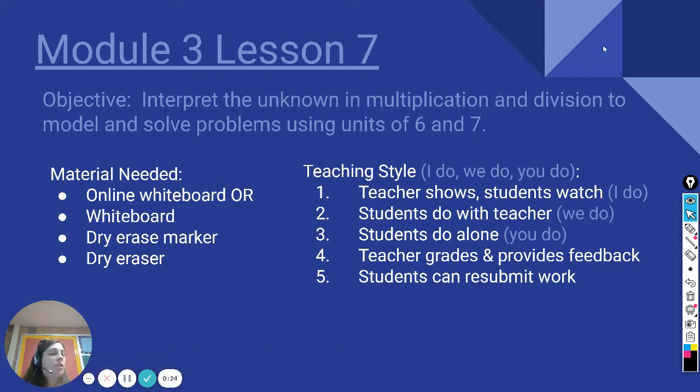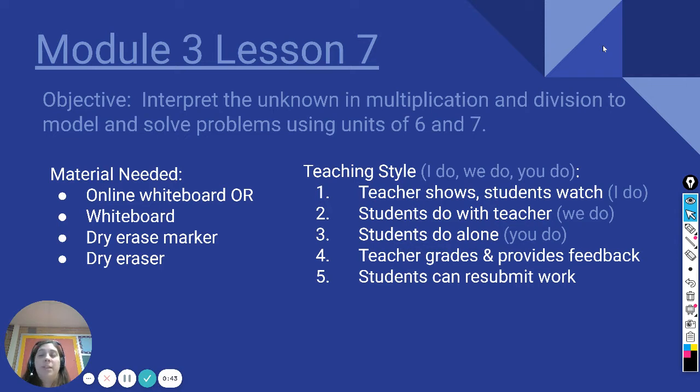Today we're going to be doing Module 3, Lesson 7. The objective is to interpret the unknown in multiplication and division to model and solve problems using units of 6 and 7. You may have noticed that we've been focusing a lot on 6 and 7 and learning to skip count by those numbers to help us solve our problems.